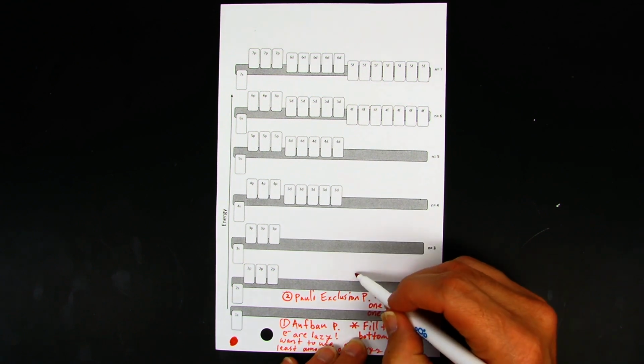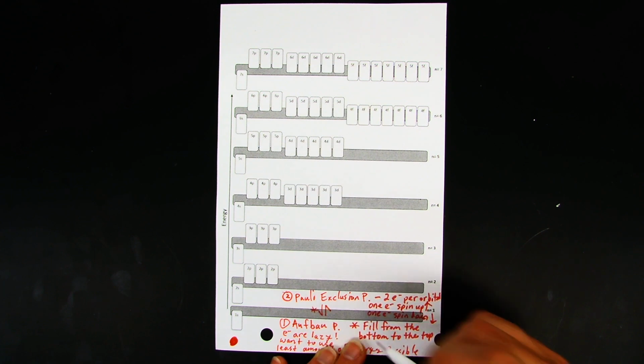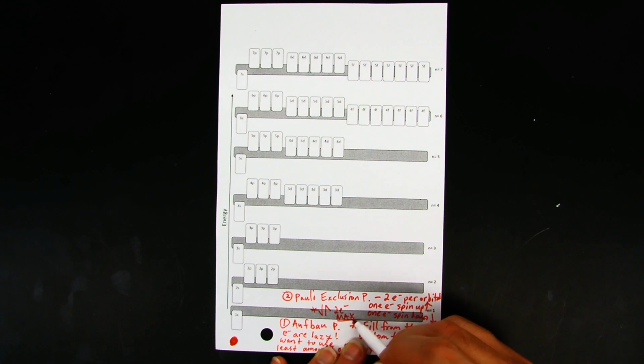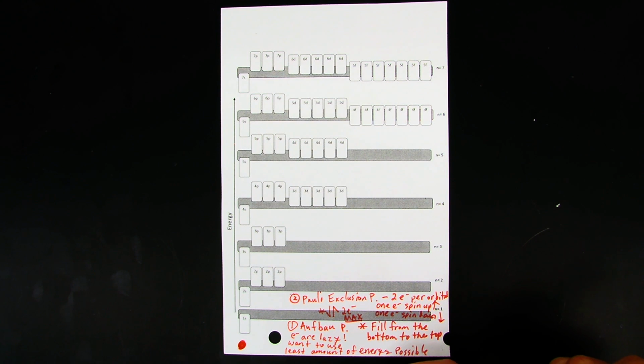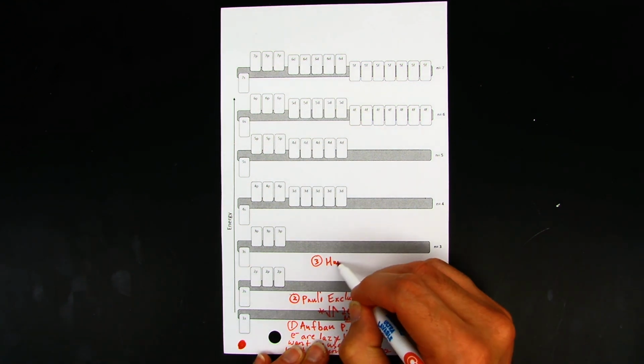So I'll do that up here. Therefore, spin up and spin down. So therefore, 2 electrons max. Okay, so that is the second principle. And finally, the third is a rule. It's called Hund's rule. So we'll do 3 there. Hund's rule.